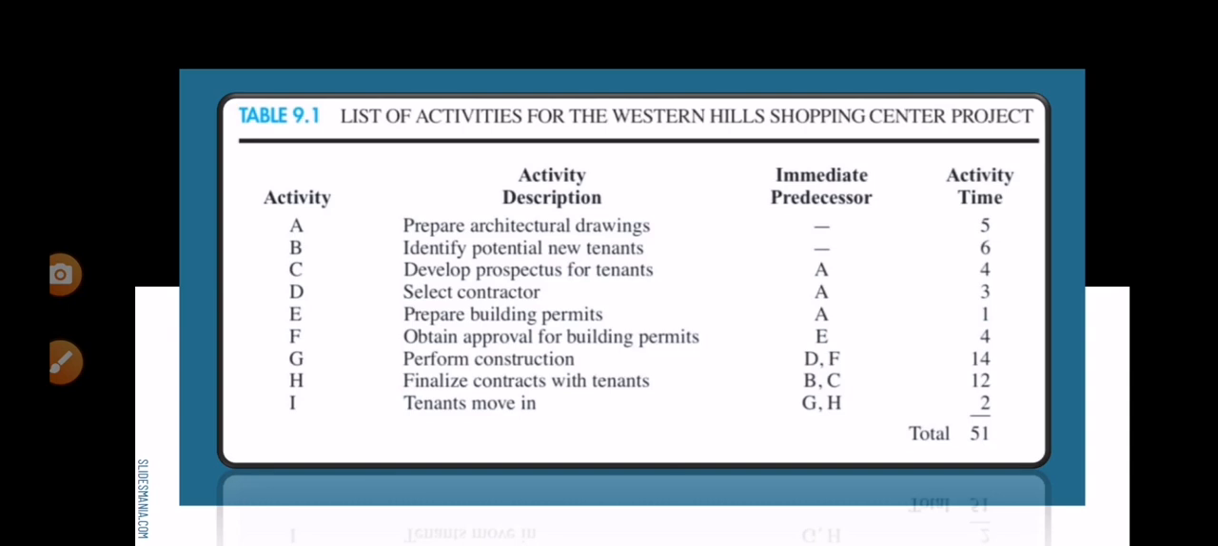In activity A, the time span of the activity is 5 weeks. In B, 6; C, 4; D, 3; E, 1; F, 4; G, 14; H, 12; and I, 2. So a total of 51.